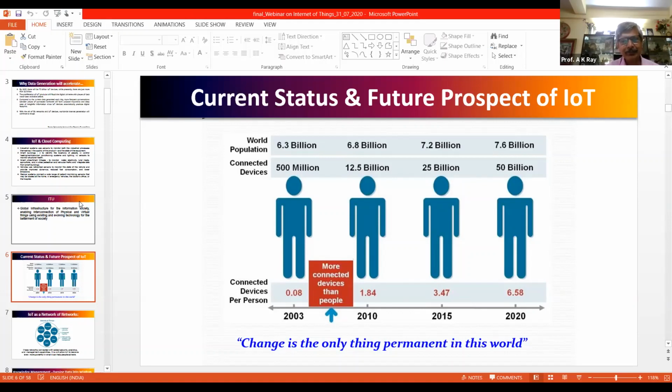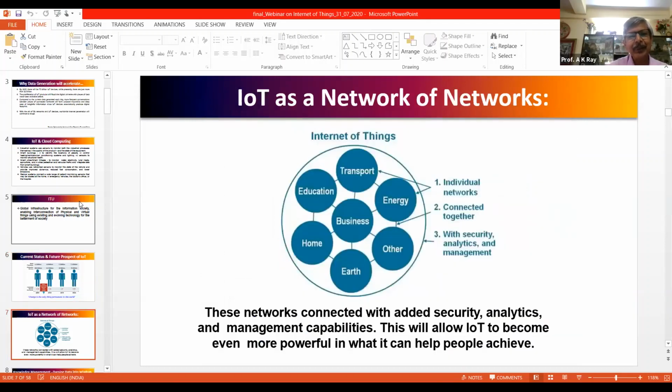So one thing is we have got change, and change is the only thing permanent in this world. So let's now see what a network of networks is. What is the meaning of that? So suppose, let's take the case of transportation.